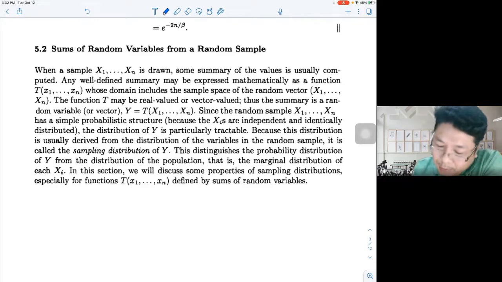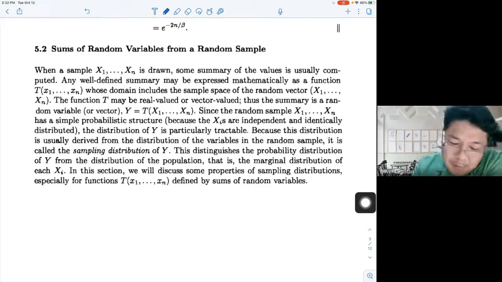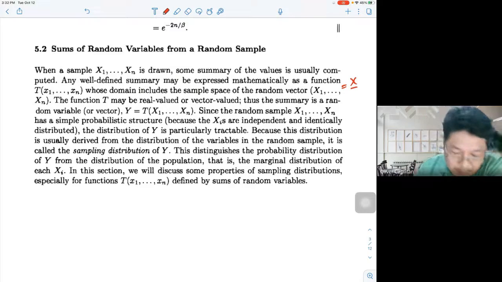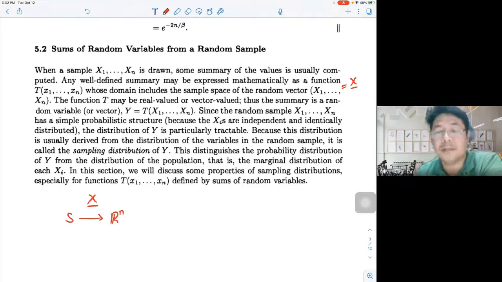Take note that this random vector actually refers to this bold x here. So in other words, this bold x is a function from the sample space S to the n-dimensional set of real numbers. And then we have here our function t. Okay, our function t.